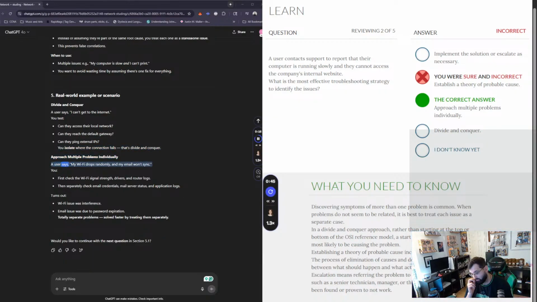A user says, my Wi-Fi drops randomly and my email won't sync. You first check the Wi-Fi signal strength, drivers and router logs. Then separately check email credentials, mail server status, and application logs. Turns out, the Wi-Fi issue was interference. The email issue was due to password expiration. Totally separate problems. Solved faster by treating them separately.